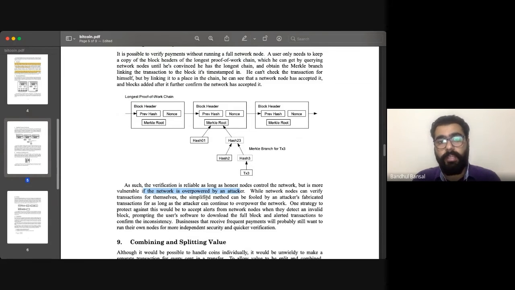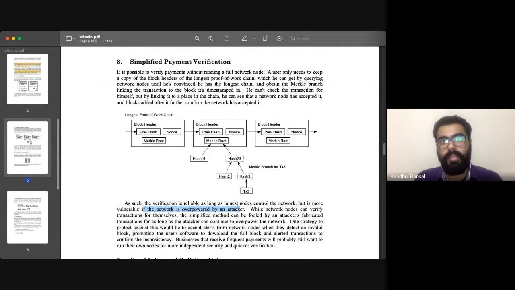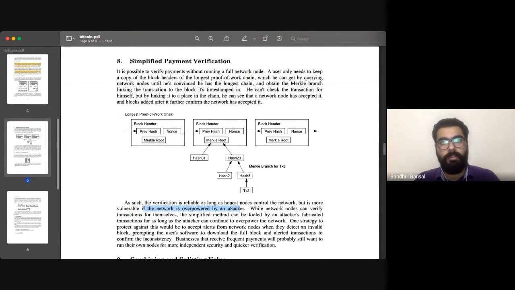In that particular case, a 51% attack on such a chain could actually prove really fatal. So this is the drawback when it comes to running a simplified payment verification method, right? Or a chain that has only block headers, right? And not running a full node has its advantages, as you can see, right? So this is what Satoshi tried to cover in the simplified payment verification.